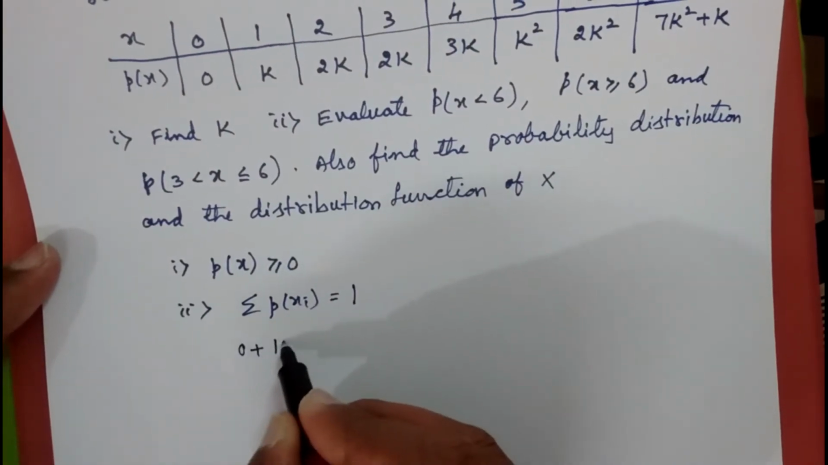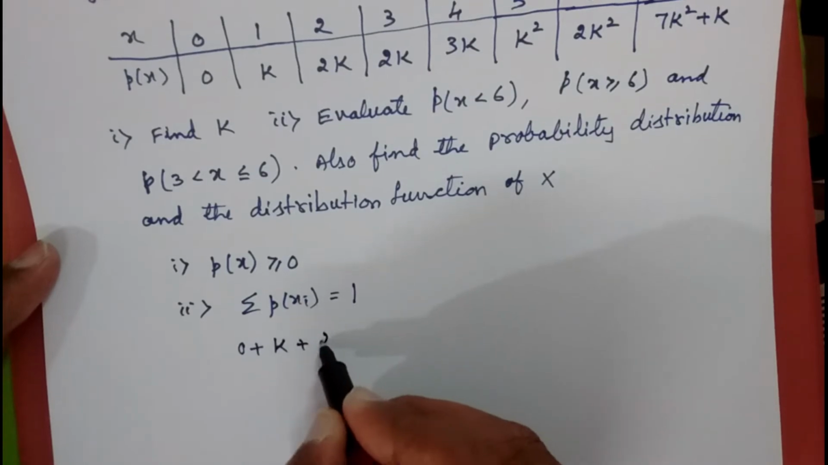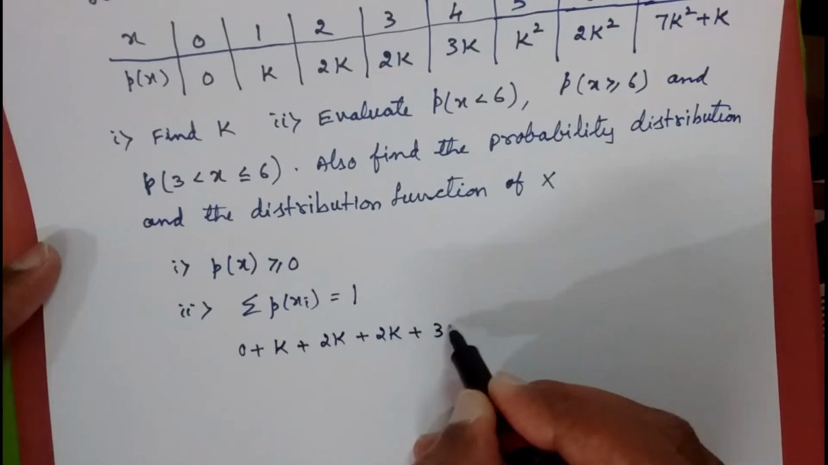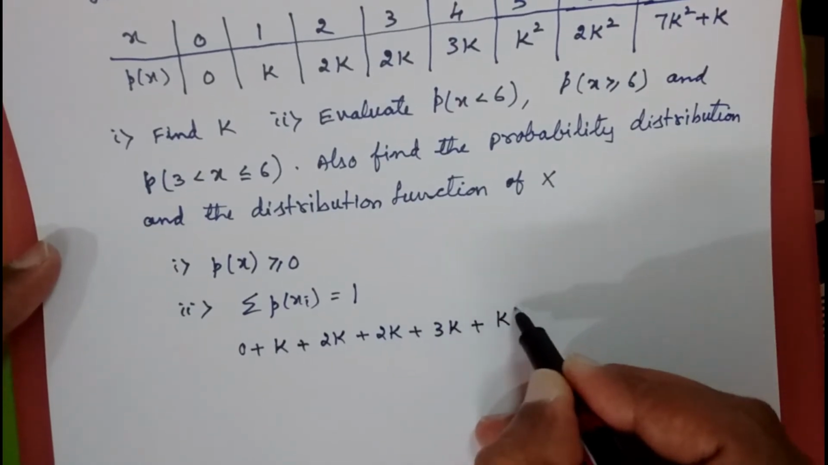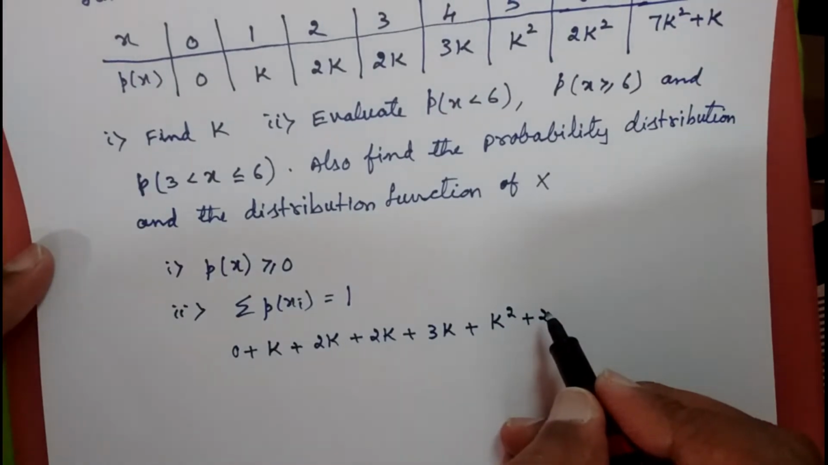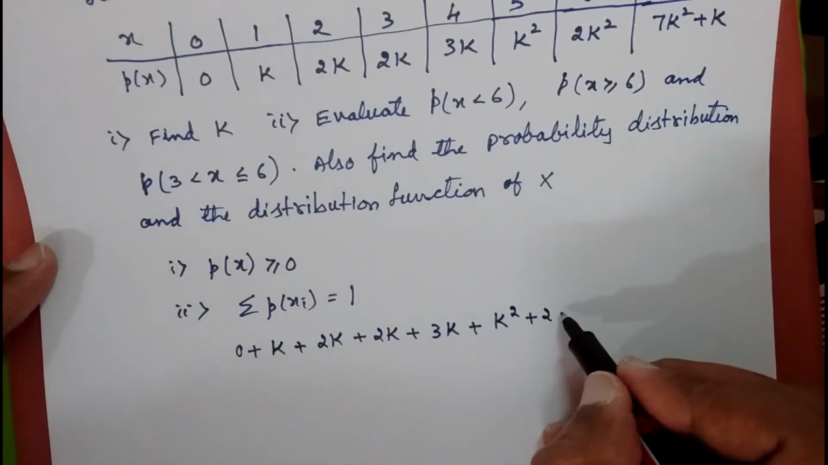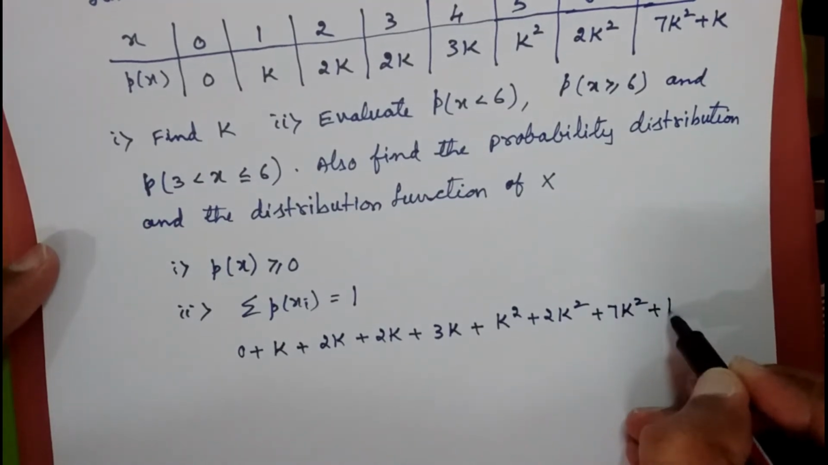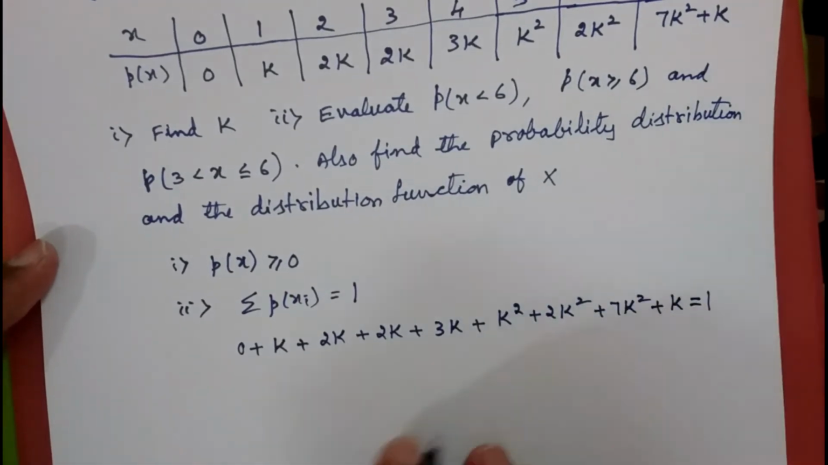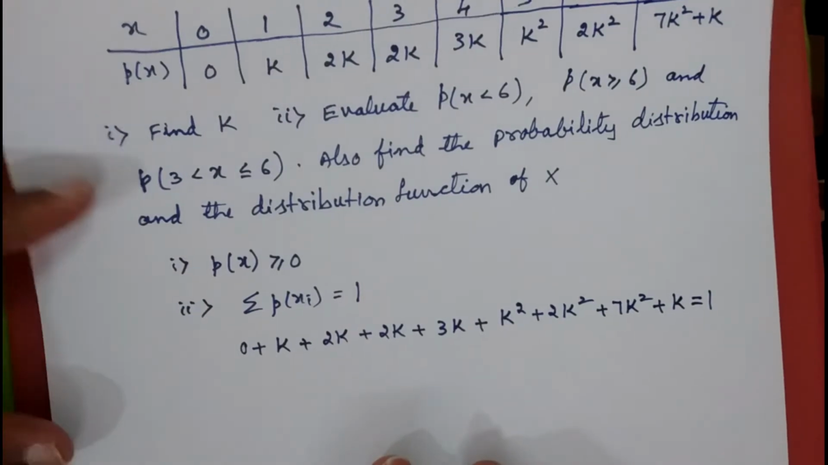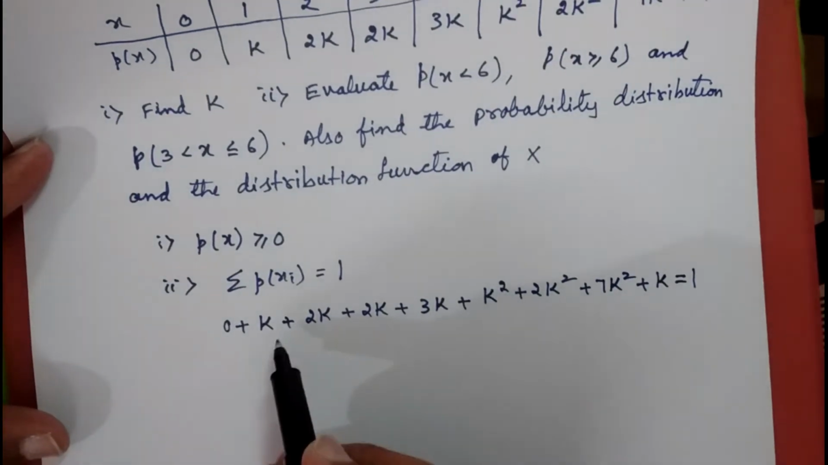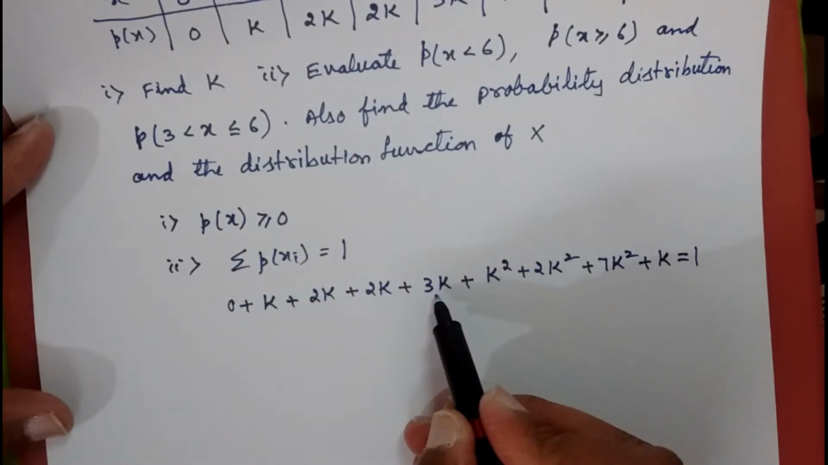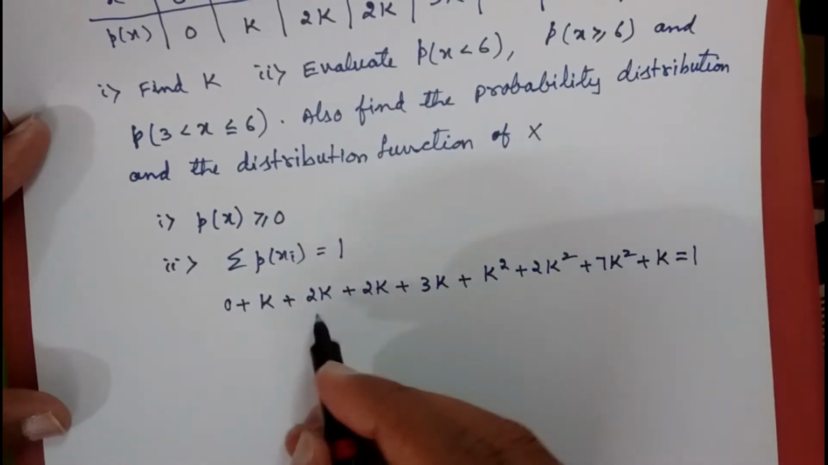0 plus k plus 2k plus 2k plus 3k plus k square plus 2k square plus 7k square plus k is equal to 1. So let's try to add over here. This is k, 3k, and there is 5k, and this is 8k, and there is 9k.